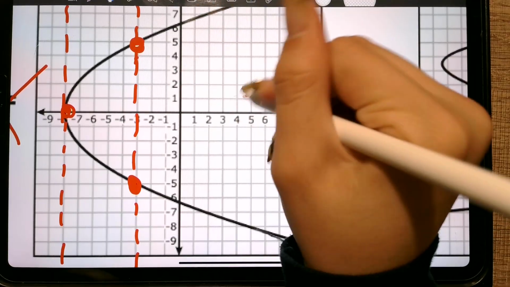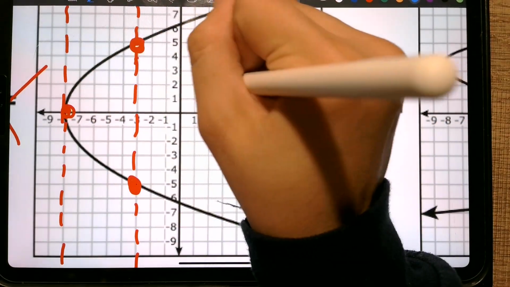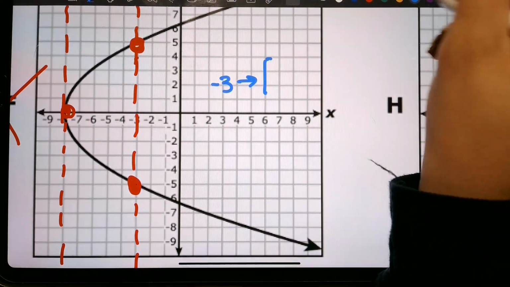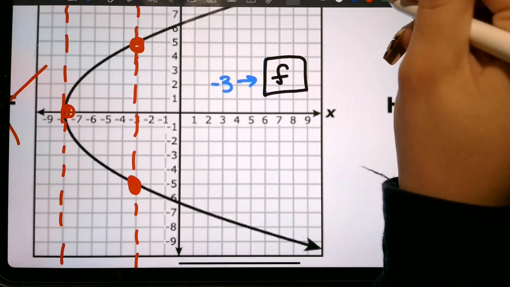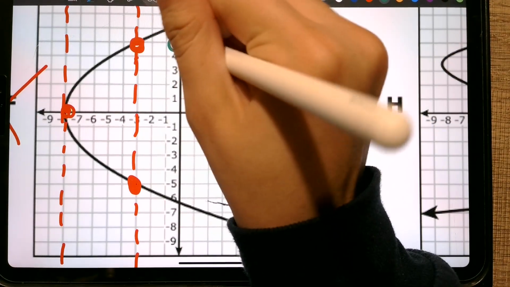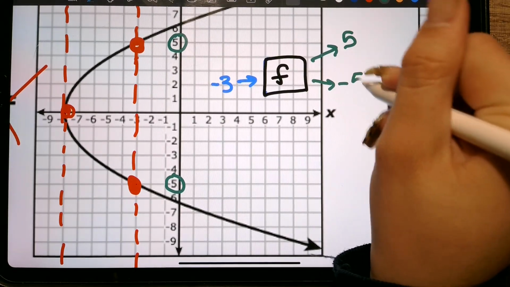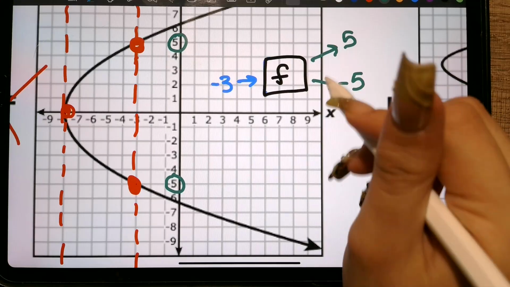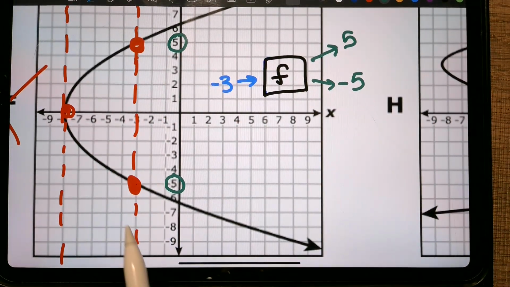So you don't need to go into this great detail, but I'll show you real quick when x is -3 and it goes into the function machine. It's having the output of both 5 and -5. So this is not a function, right? Because we shouldn't have 2 outputs for 1 input. So that's pretty much what the vertical line test is doing.